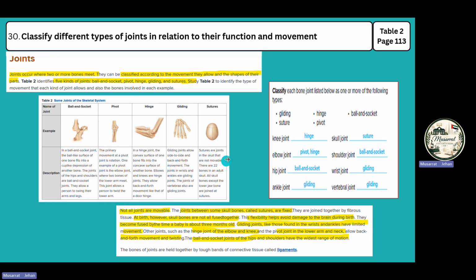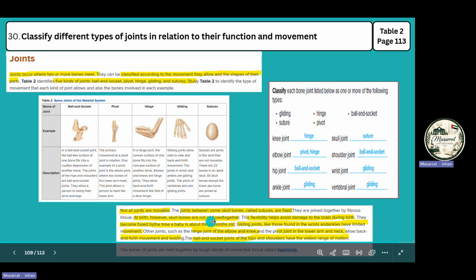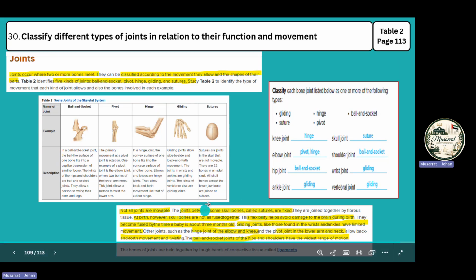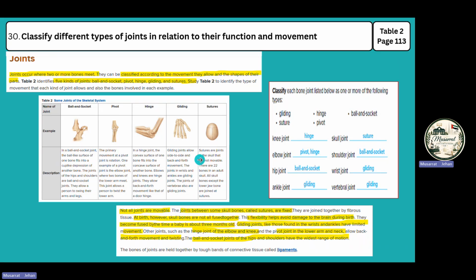Sutures are joints in the skull, not movable. There are 22 bones in an adult skull. All skull bones except the lower jaw cannot move. They're called sutures. So not all joints are movable. Joints between some skull bones are called sutures. They are fixed. At the time of birth, a baby does not have fused skull bones, and this is to avoid damage to the brain during birth. They become fused once the baby is 3 months old.